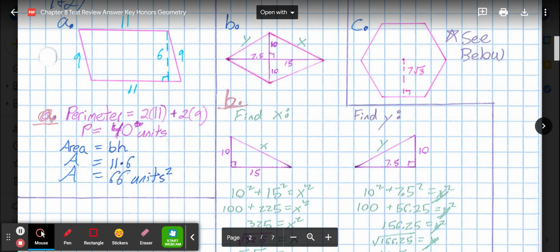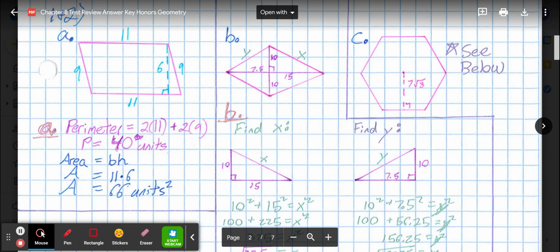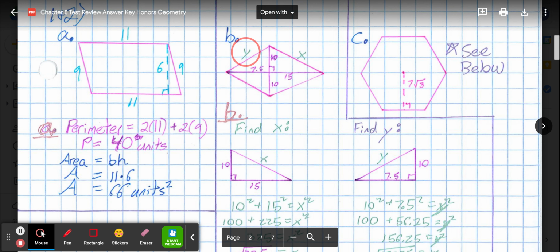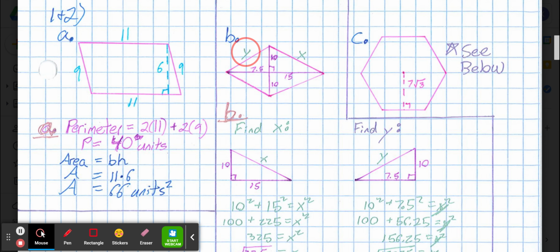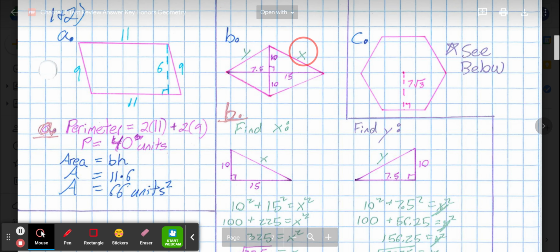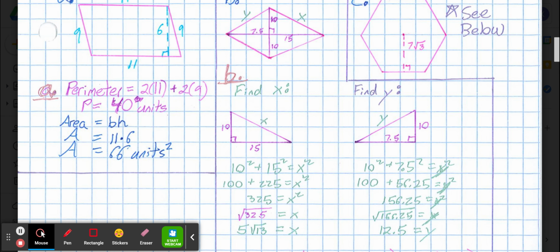Now moving on to figure B. We have a kite. In dealing with this kite, we know that the diagonals are perpendicular, leaving us a lot of right triangles. So we're going to use those right triangles to find our exterior, and one of them I labeled X, the other I labeled Y. I only need to find these two because if this one's Y, that one's Y, and if this one's X, that side's X. So first, let's find X and Y.